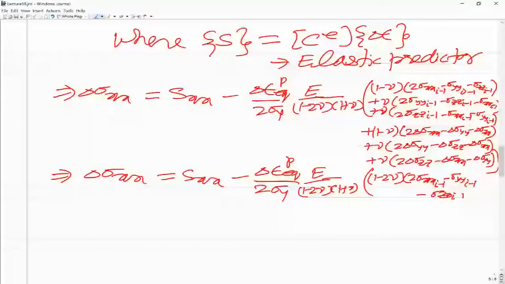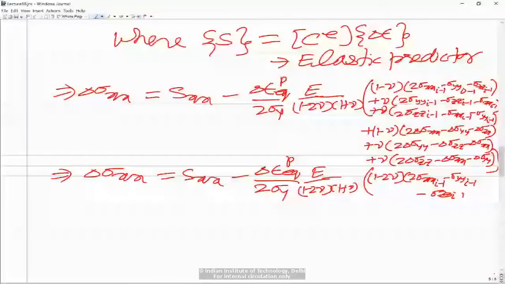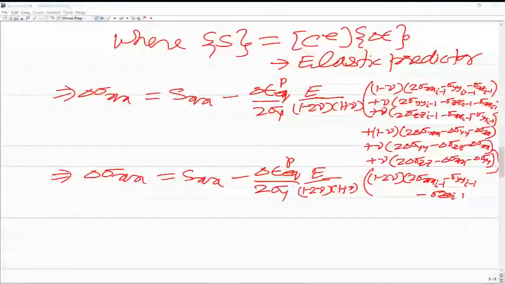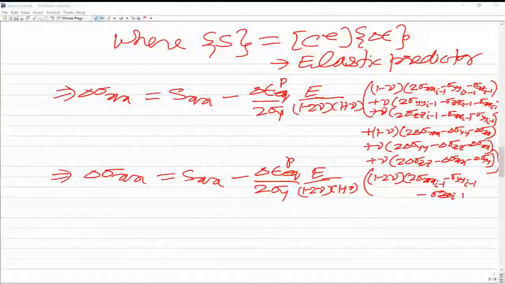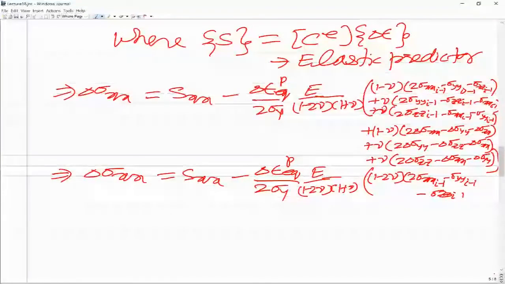Now again, I think there is a problem. Yeah, so I think there was again in between there was a problem. So I think now is the screen visible again? Yes, sir, it is visible.